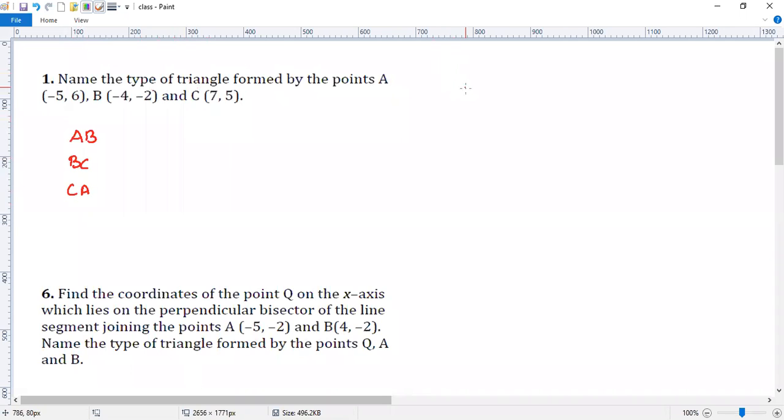And you know the distance formula. What is the distance formula? AB squared will be equal to x2 minus x1 whole squared plus y2 minus y1 whole squared. So when you take the square root of this entire thing, you will get the length of AB, BC and CA. When you apply it for these coordinates, for AB it will be root 65. For BC, it will be root 170. And for CA, it will be root 145.